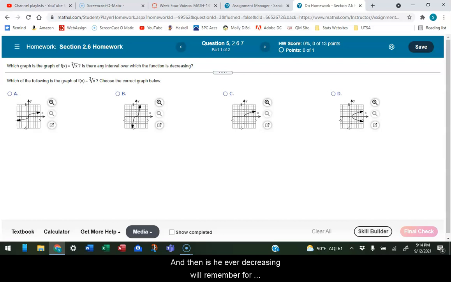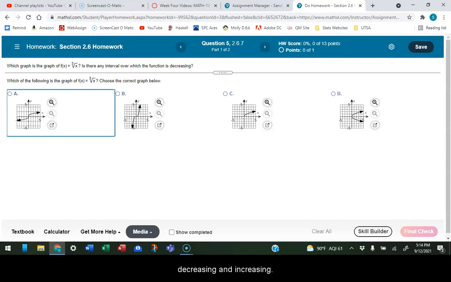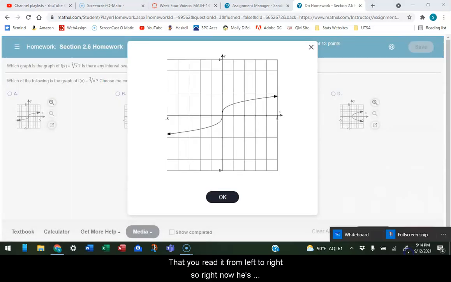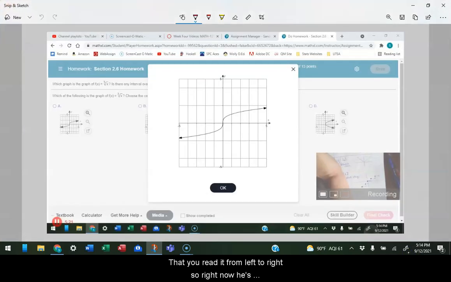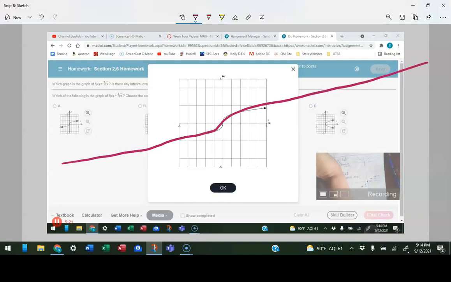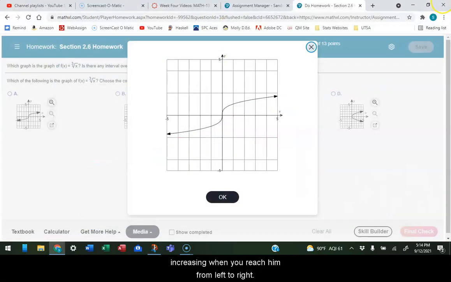And then, is it ever decreasing? Well, remember, for decreasing and increasing, you read it from left to right. So right now, it's coming up this way. So it's increasing, and then it just keeps increasing. So it never decreases. It is always increasing when you read it from left to right. Okay?